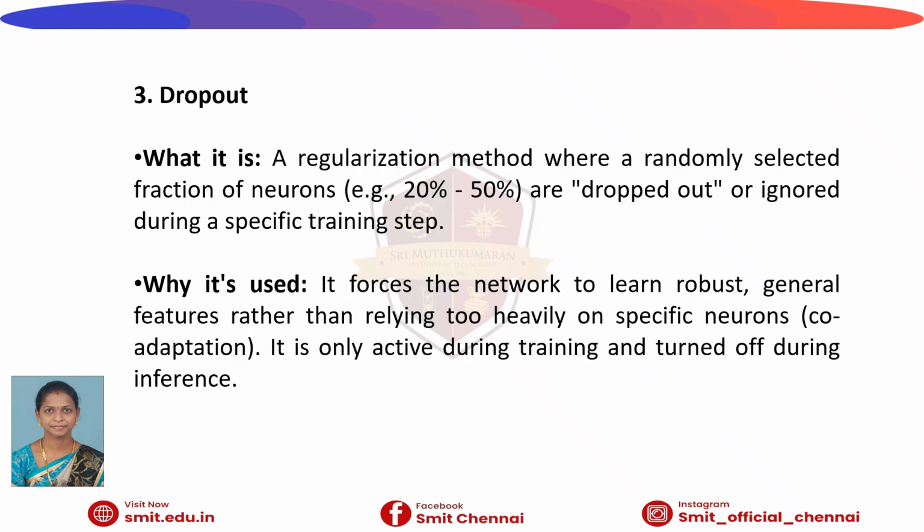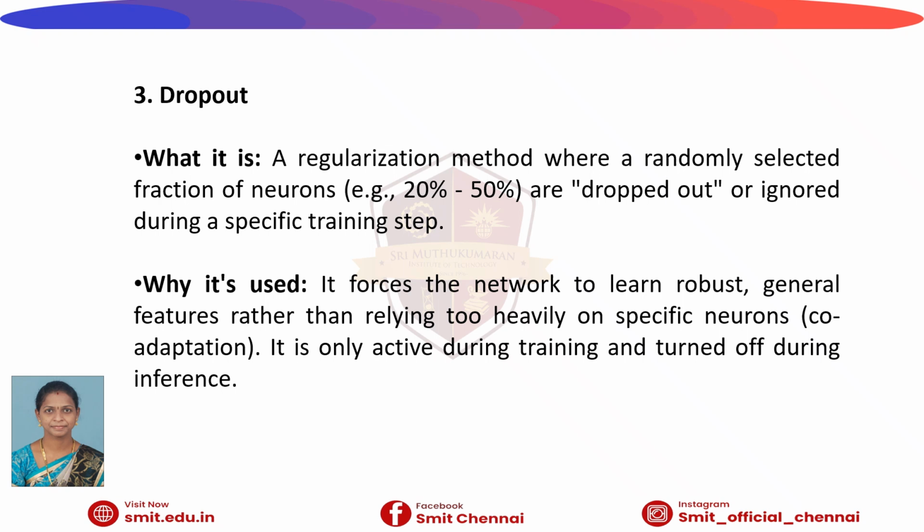Next, dropout. Dropout is a regularization technique used to prevent overfitting. During training, a certain percentage of neurons, usually between 20 and 50 percent, are randomly ignored or switched off. This forces the network to learn more general features rather than depending too heavily on a few neurons.